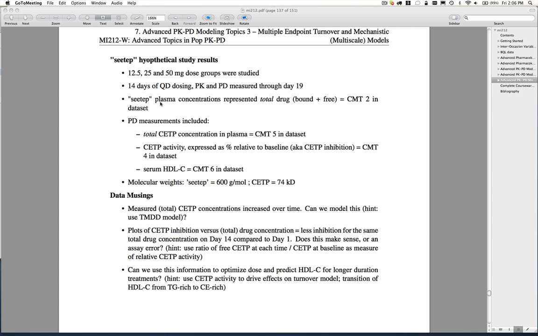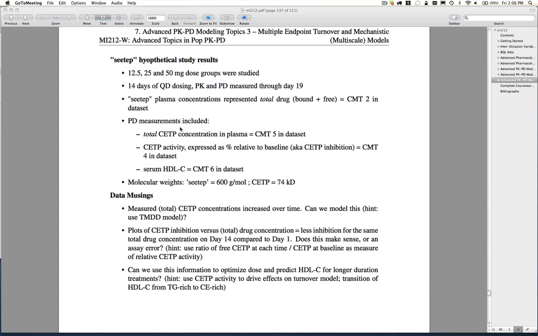The twist to all this is that the concentrations that we're measuring for the drug actually represent total drug. It's the way that the assays run. You pull out the plasma and you measure the total amount of drug in that plasma, which represents both the bound and the free fraction. And this is represented in the data set as compartment 2.